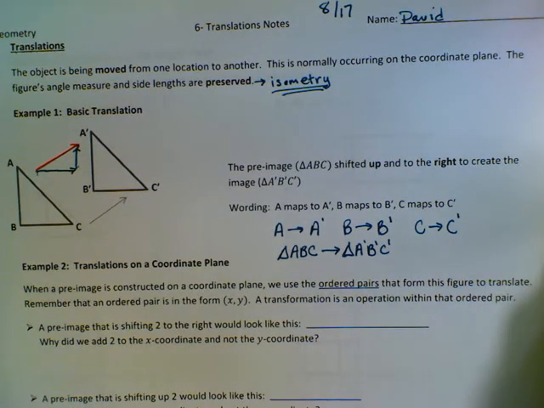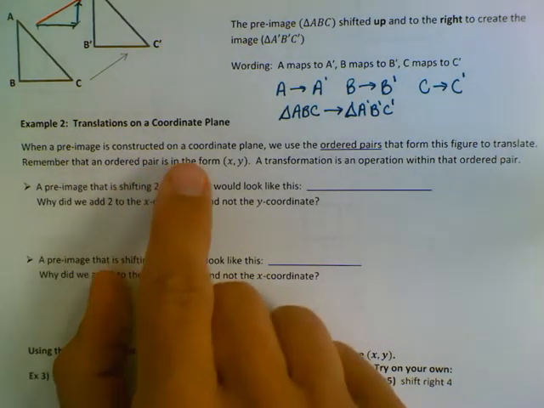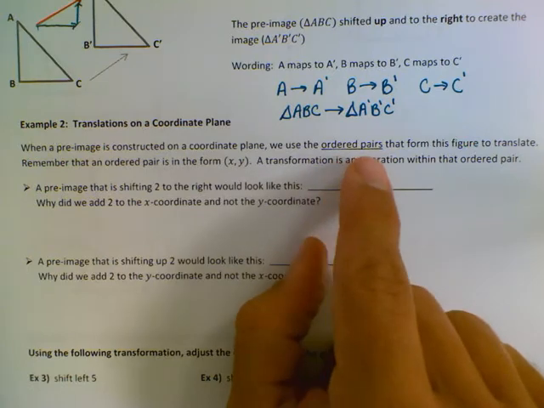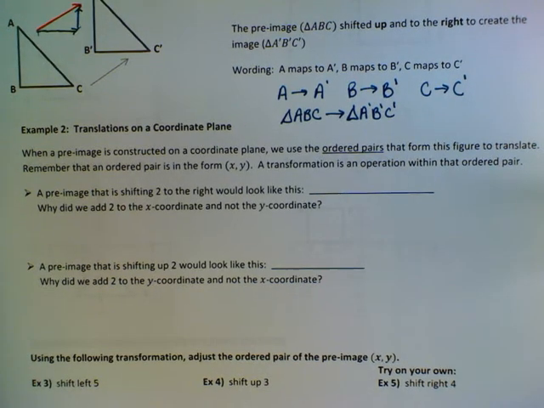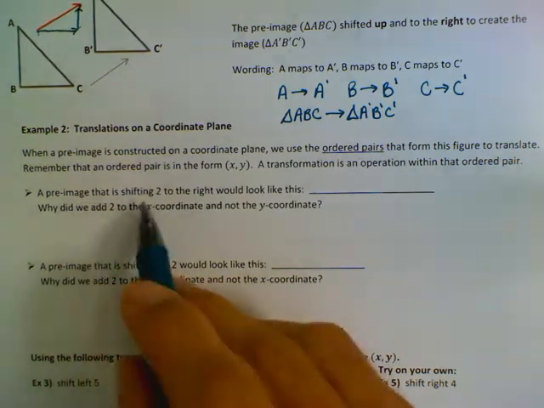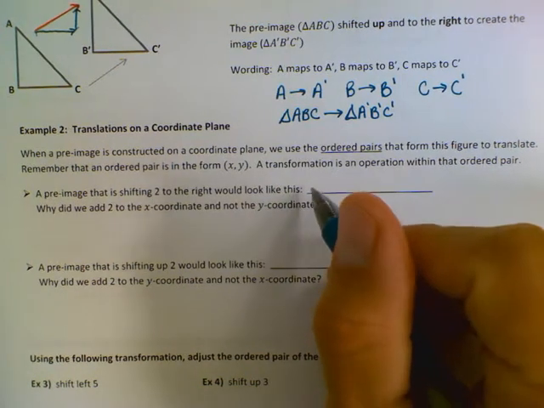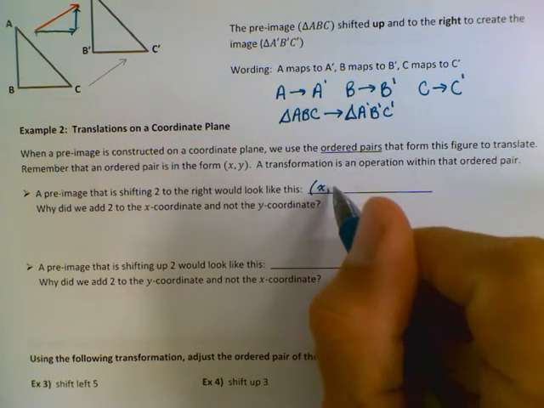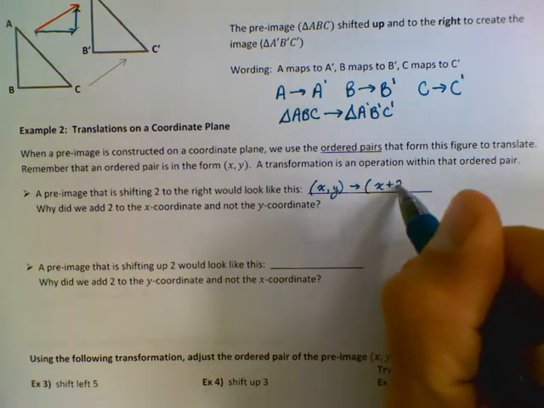Okay, so this says the translation on a coordinate plane. When a pre-image is constructed on a coordinate plane, we use ordered pairs that form this figure to translate. So remember that an ordered pair is in the form x, y, and a transformation is an operation within that ordered pair. So let's look at a pre-image shifting 2 to the right. If we're going to shift 2 to the right, then that means that we would take x, y, and we would add 2 to the x component.